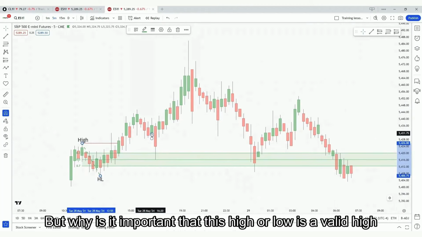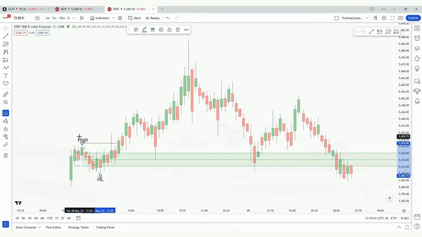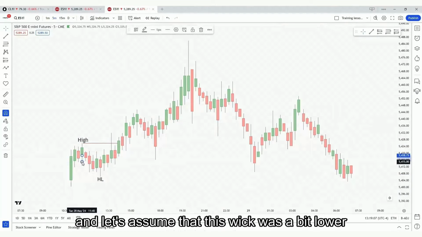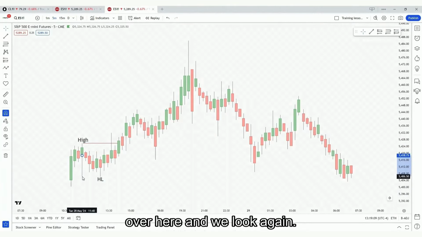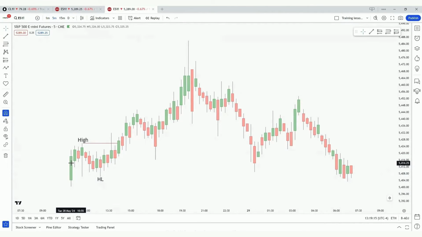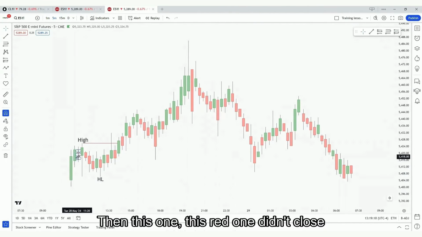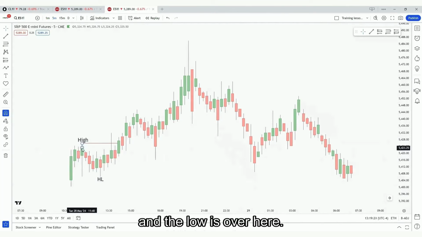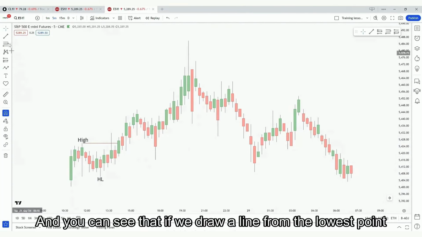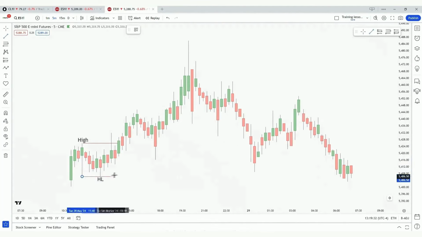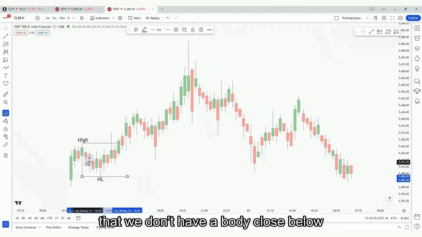But why is it important that this higher low is a valid higher low and this is a valid high? Let's remove this area and let's assume that this wick was a bit lower over here, and we look again. So this was the highest green candle. Then this red one didn't close below this highest green candle. Now this is the highest green candle and the low is over here. And you can see that if we draw a line from the lowest point of the highest green candle to the right, we don't have a body close below this low.